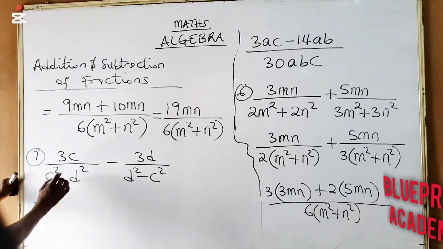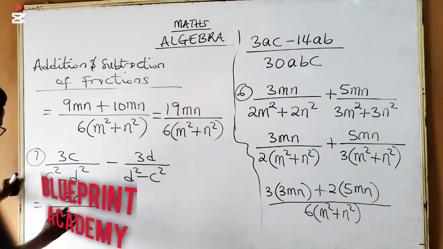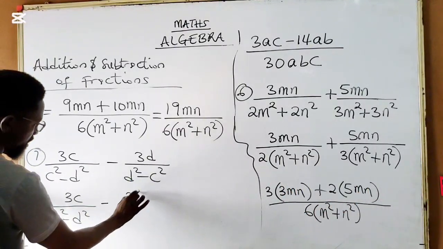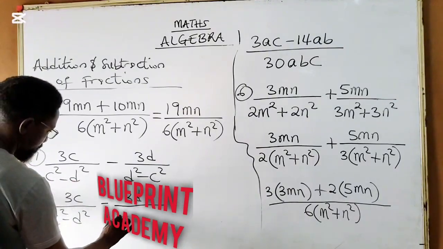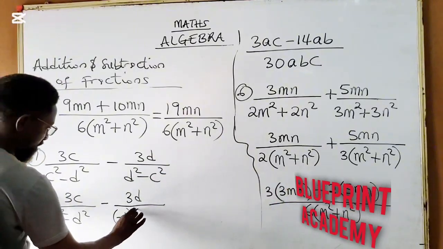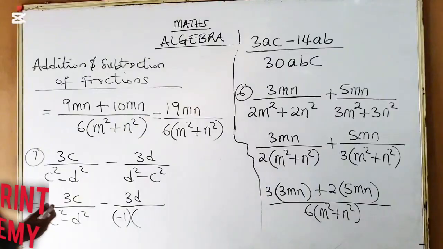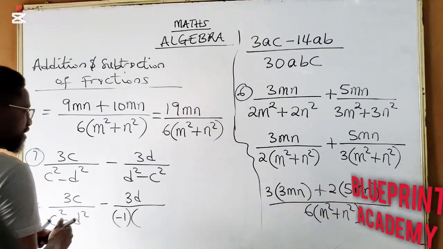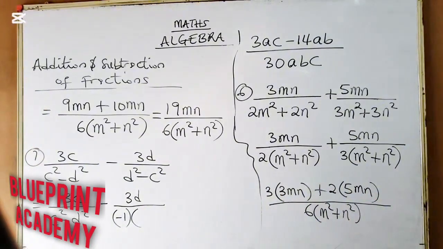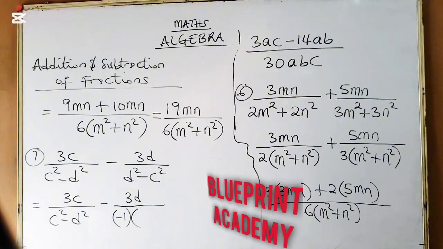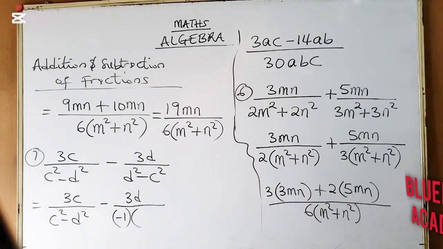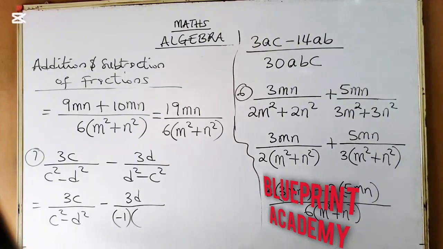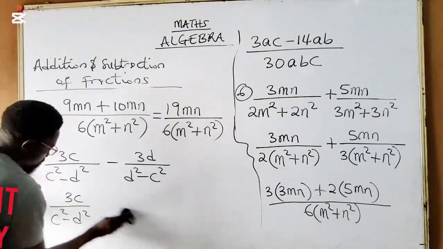For me to do that, we write the numerator as 3c, the denominator c squared minus d squared. We have minus 3d. Then for what we did previously, bring out minus 1 from the bracket. We can write this one as minus d squared minus c squared. Or better still, let's not use this approach. Let me show you another approach.